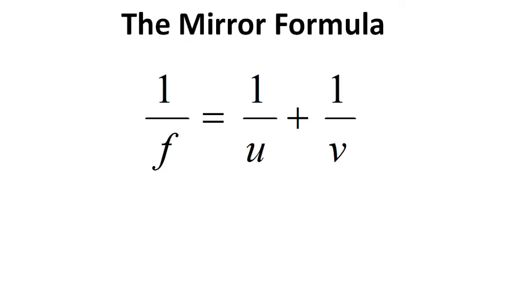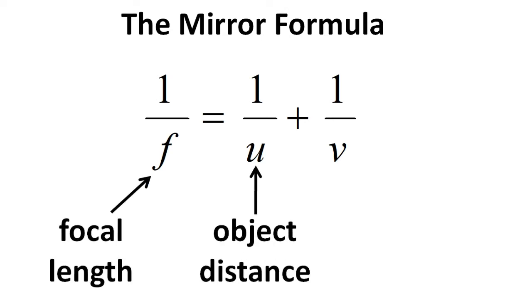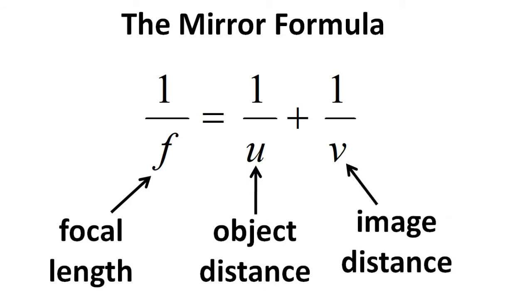This is exquisite. In this class, we will be learning about the mirror formula. The mirror formula says that 1 over f is equal to 1 over u plus 1 over v, where f is the focal length of the mirror, u is the object distance, and v is the image distance. Let's illustrate practically what those letters mean.